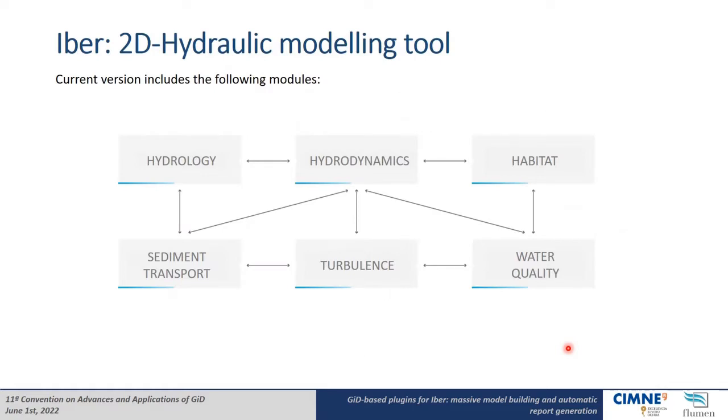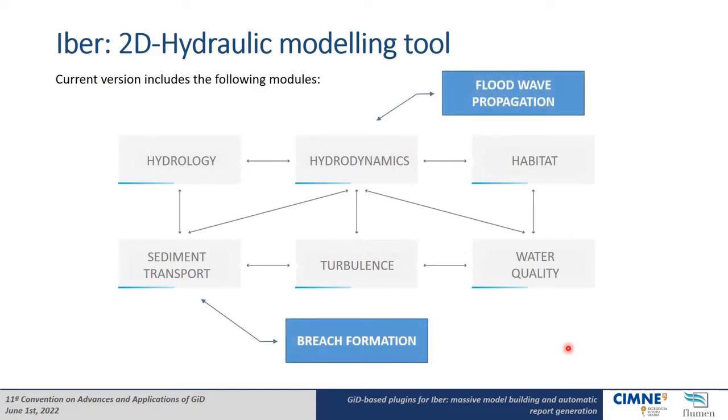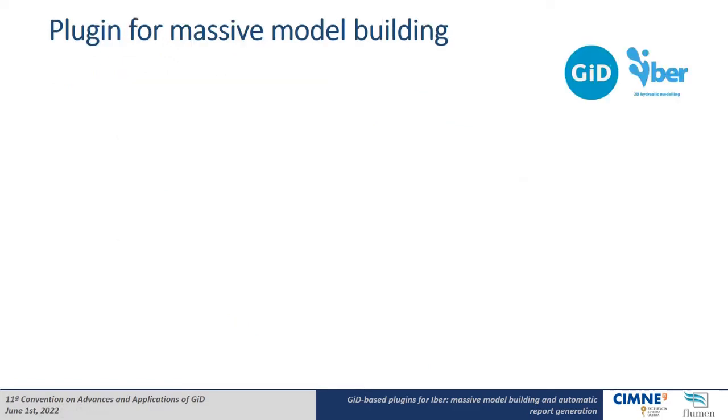Iber is a 2-dimensional hydraulic model for the simulation of reservoirs flow. Iber solves hydrodynamics, turbulence, sediment transport, water quality processes and habitat. The simulation code has been integrated in a pre-process and post-process interface based on GID. For dam or pond bridge modeling, the hydrodynamic module calculates the flood wave propagation and the sediment transfer module generates the bridge. The first plugin for massive model building consists of a pre-process module and a building module.